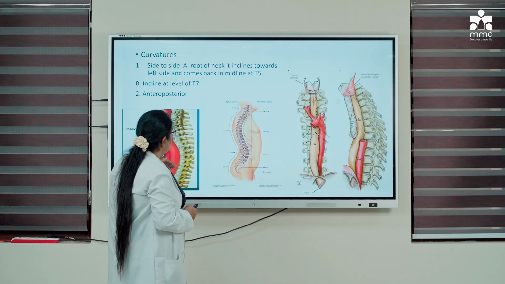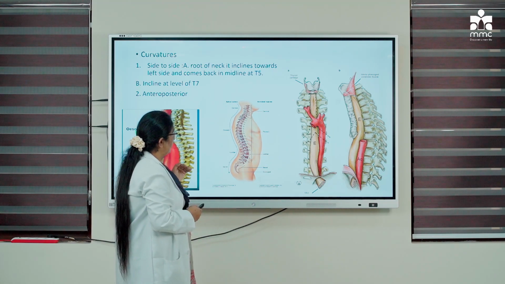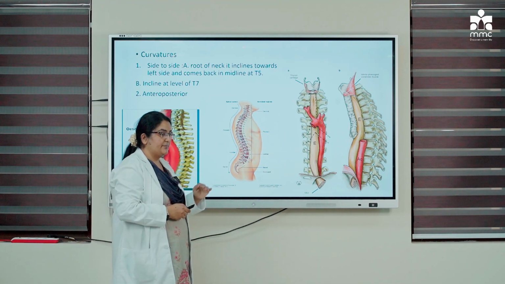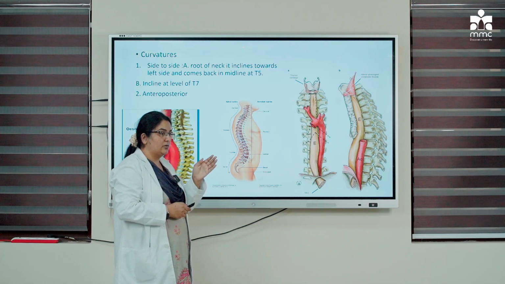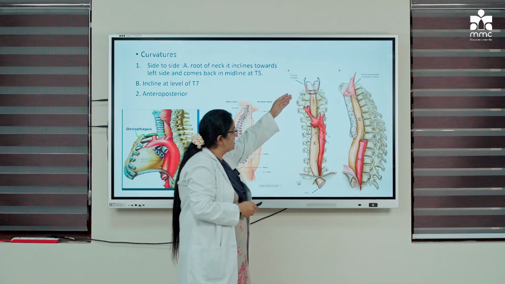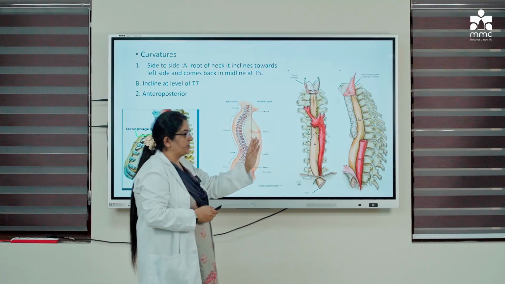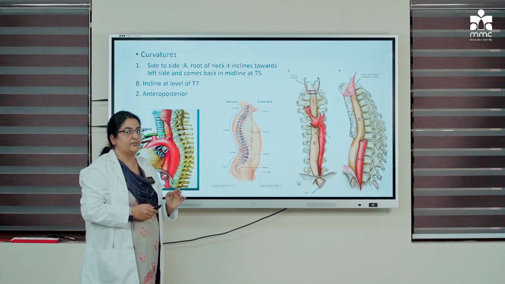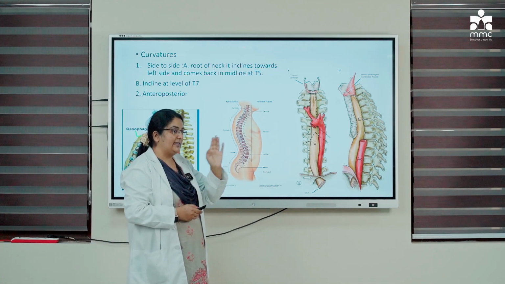Apart from that, another curvature is there. That curvature will start at the level of T7 vertebra. Starting from the T7 vertebra, it will go towards the left side before piercing the diaphragm. These are the two natural curvatures which we know as the side to side curvatures. That means whenever there is a curvature of the esophagus, it is always towards the left side.